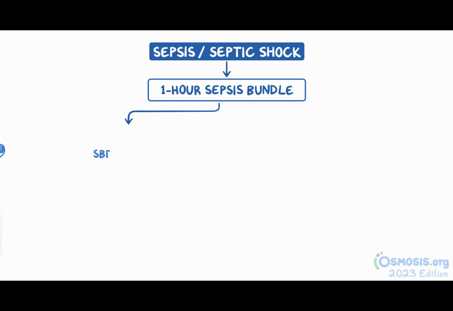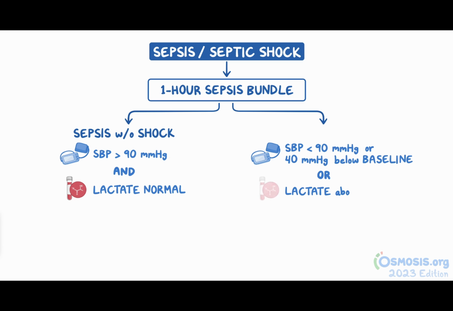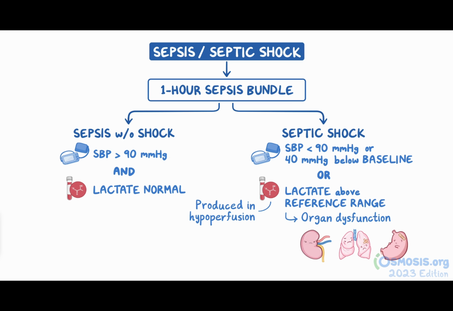If the SBP is above 90 millimeters of mercury and the lactate level is normal, your patient has sepsis without shock. On the other hand, if your patient's presenting or subsequent SBP is below 90 millimeters of mercury or has fallen 40 millimeters of mercury below baseline, or if the lactate level is above reference range, your patient has septic shock. The presence of an elevated lactate level is an indirect indicator of organ dysfunction, as lactate is produced in the setting of hypoperfusion.